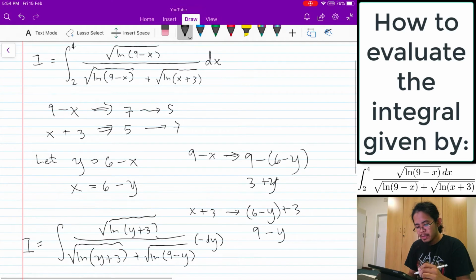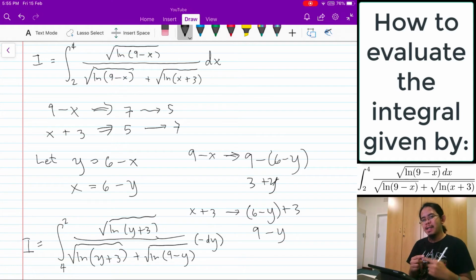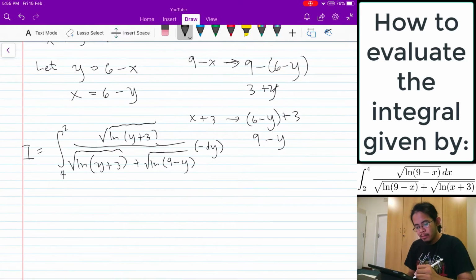And what happens to the limits? Well, when x is equal to 2, y becomes 4, right? And when x equals 4, y becomes, because y is 6 minus x, y becomes 2. Okay, so it reverses the limits, because like we said, the two expressions, 9 minus x and x plus 3, have this property that the values that they assume kind of reverse the role as you go from the limit 2 up to 4. Okay, so now we have minus dy, so let's just get rid of that minus sign by reversing the limit.